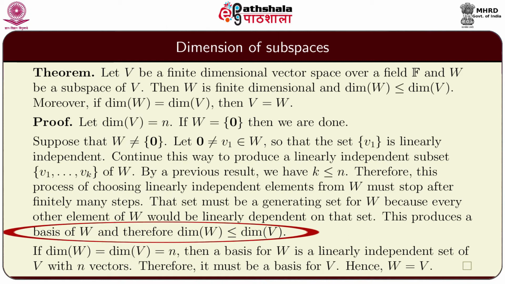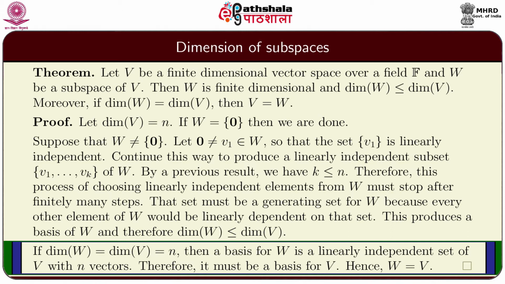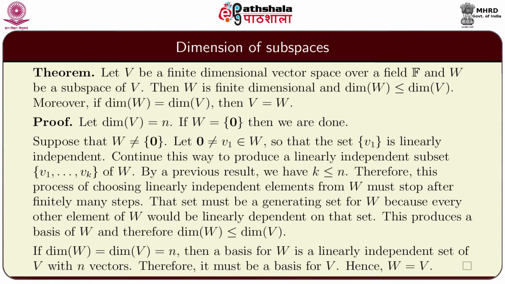Therefore, dimension of W can be at most dimension of V. If it so happens that dimension of W and dimension of V match, then a basis for W is a linearly independent subset of V with n vectors. Again, by a previous result, we know that if V is an n-dimensional vector space and if we have a linearly independent set of n vectors, then it must be a generating set for V and therefore a basis for V. This shows therefore W must be equal to V.